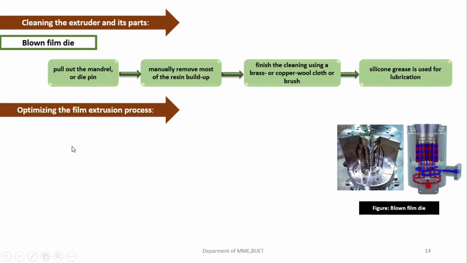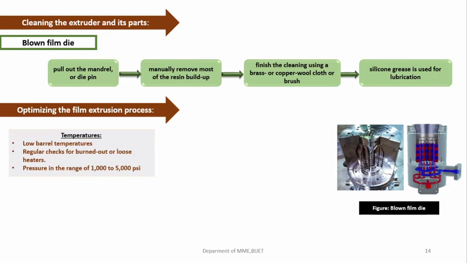Next, in order to optimize the film extrusion process, there are some parameters that should be controlled. Firstly, we need to control the temperature. First of all, we need lower barrel temperature, and pressure should be in the range of 1000 to 5000 psi, and regular checks should be made for burned out or loose heaters.